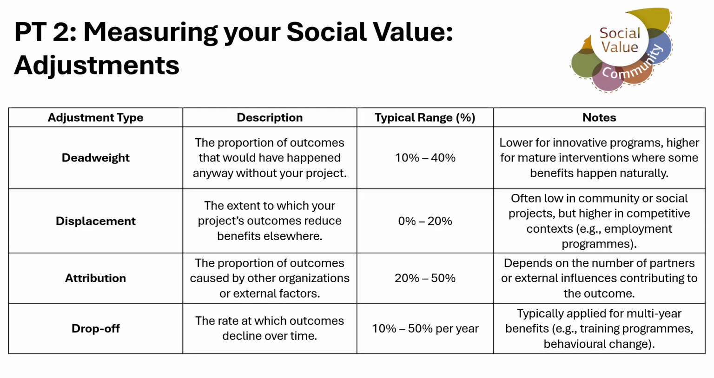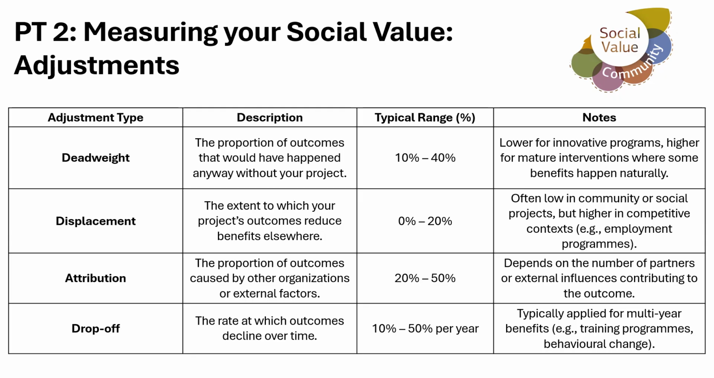So key terms, under the adjustments, we've got a term called deadweight. And this essentially means the proportion of outcomes that would have happened anyway without your project, without your intervention. And there's a typical range of a weighting that you apply to that. That's usually 10 to 40%. And these are industry standards, governed by the SROI. So it's key to note that generally you would apply a lower weighting for innovative programs, and then a higher weighting for more mature interventions where some benefits happen naturally.